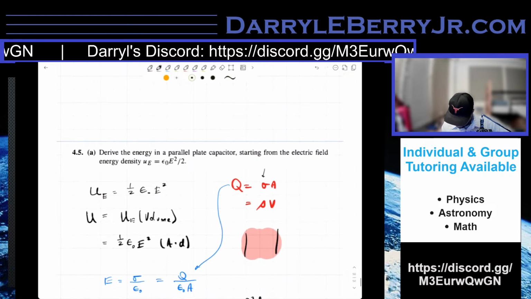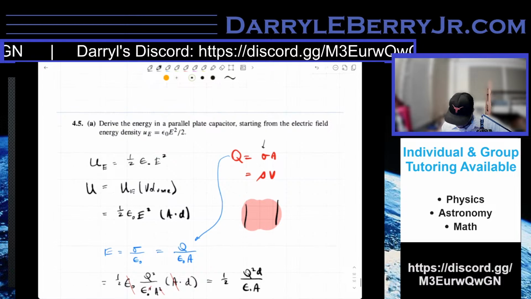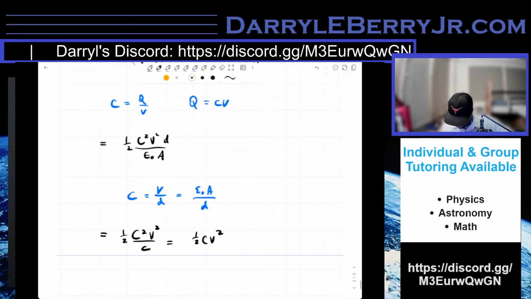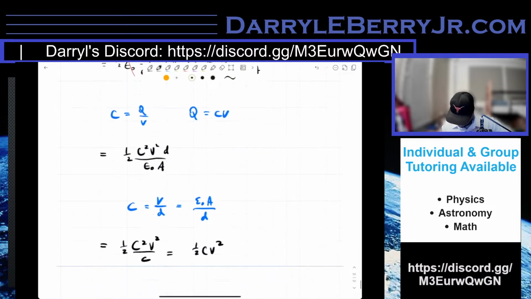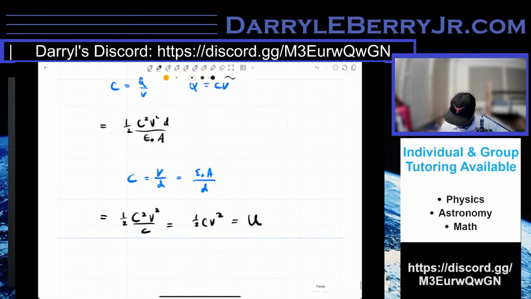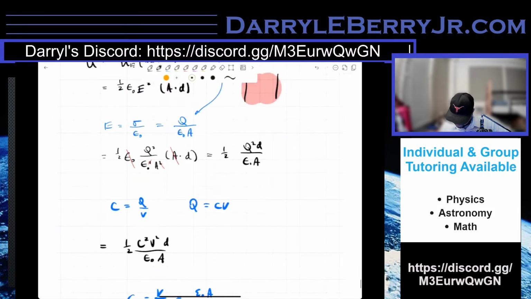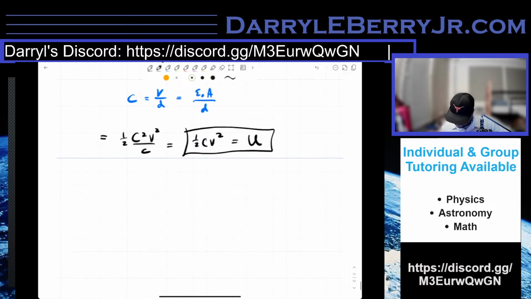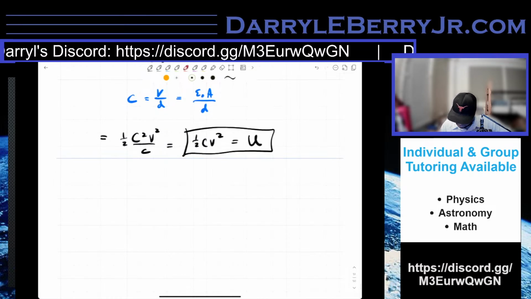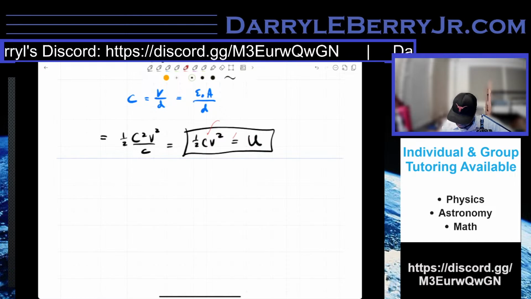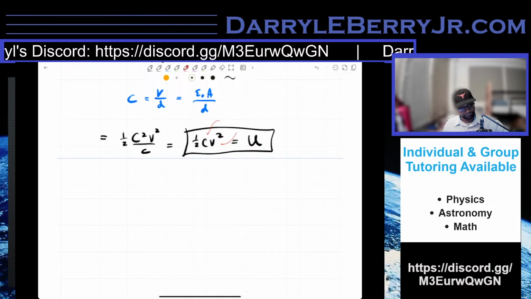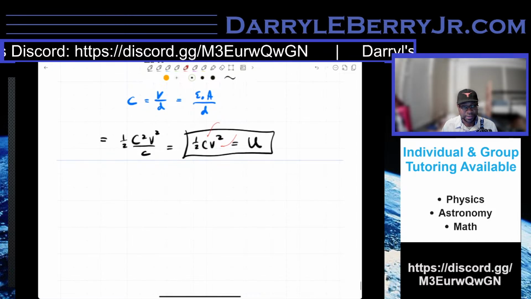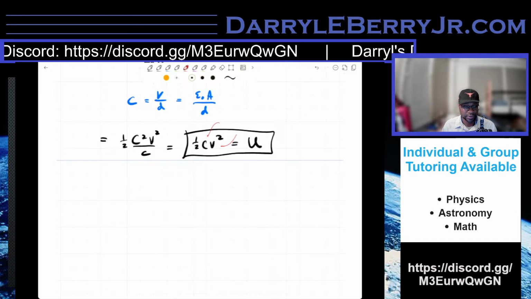And I believe we derived the energy in a parallel plate capacitor starting from the electric field density. All right. We have that equals U. So that's the energy in a parallel plate capacitor, which deals with the capacitance and the voltage going through the plates. All right. So I believe that's another homework down.